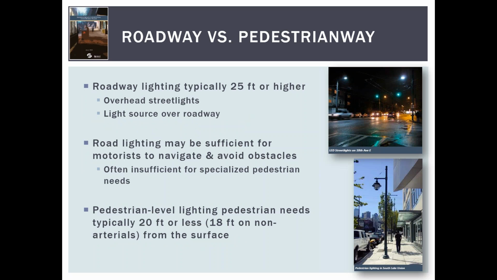The City of Seattle currently sets standards for light levels on arterial streets. These requirements are typically met with the use of 25-foot or higher overhead streetlights that place the light source over the roadway. This provides sufficient lighting for motorists and other users of the roadway to navigate and avoid obstacles, but sometimes it is insufficient for the specialized needs of the pedestrians on the sidewalks and walkways. The definition of pedestrian lighting is restricted to light sources that are, in addition to roadway lighting, specifically used to address the pedestrian lighting needs. And these are typically 20-foot high or less, or 18-foot high on non-arterials, from the surface to be lit.